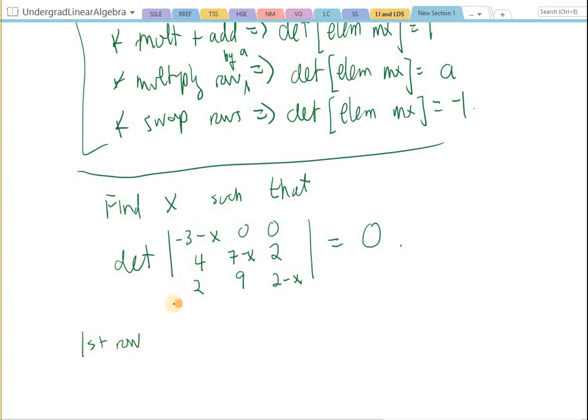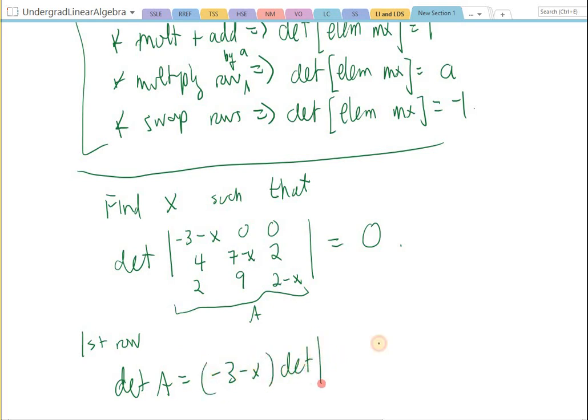So if we call this A, then we have the determinant of A is going to equal minus 3 minus x times the determinant. Well, I have to take the determinant of the smaller matrix. The smaller matrix is this 2 by 2 matrix here, right? If I cross out the first row and first column, I'm going to get 7 minus x, 2, 9, 2 minus x.